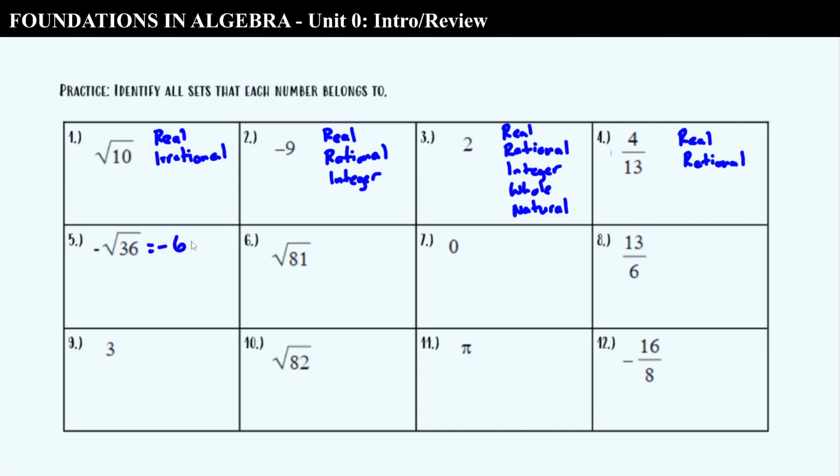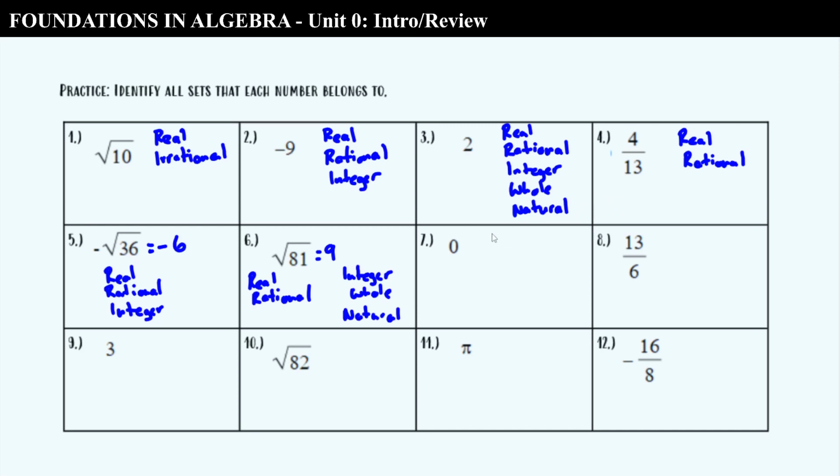We know that's negative 6 when we do it, so that's real, it's rational, and it's an integer. But because it's negative, it's not a whole number and it's not natural. Square root of 81 is 9. So we know 9 being a positive number is going to satisfy all 5 of these. So it's real, it's rational, it's an integer, it's a whole number, and it's natural.